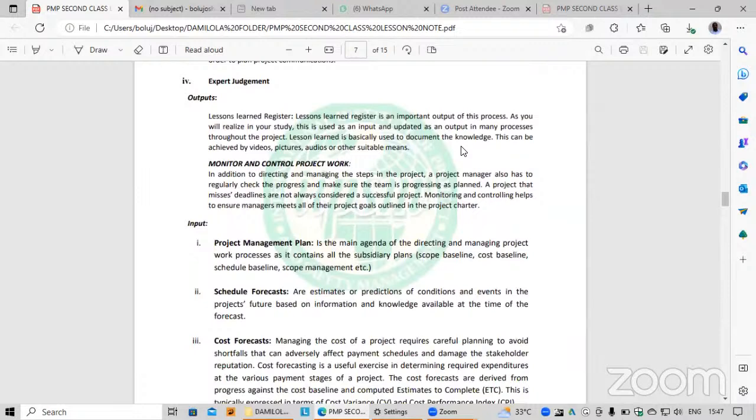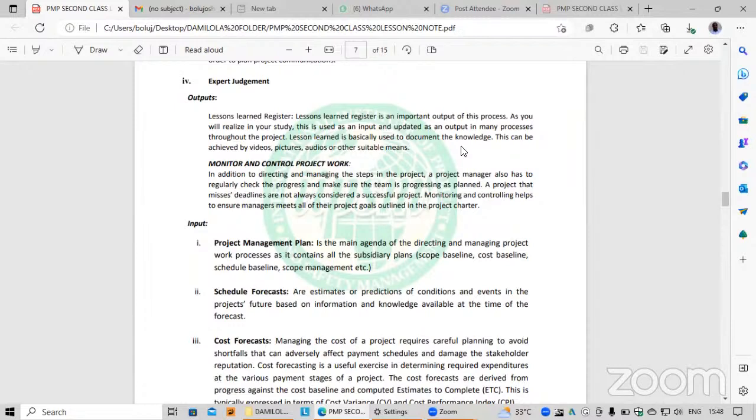The next logical process that he must focus on is monitor and control project work. Now, while taking us through the process groups, we spoke about the monitoring and controlling phase. It is a duty of the project integration manager to ensure that he monitors and controls the project as it is being executed.